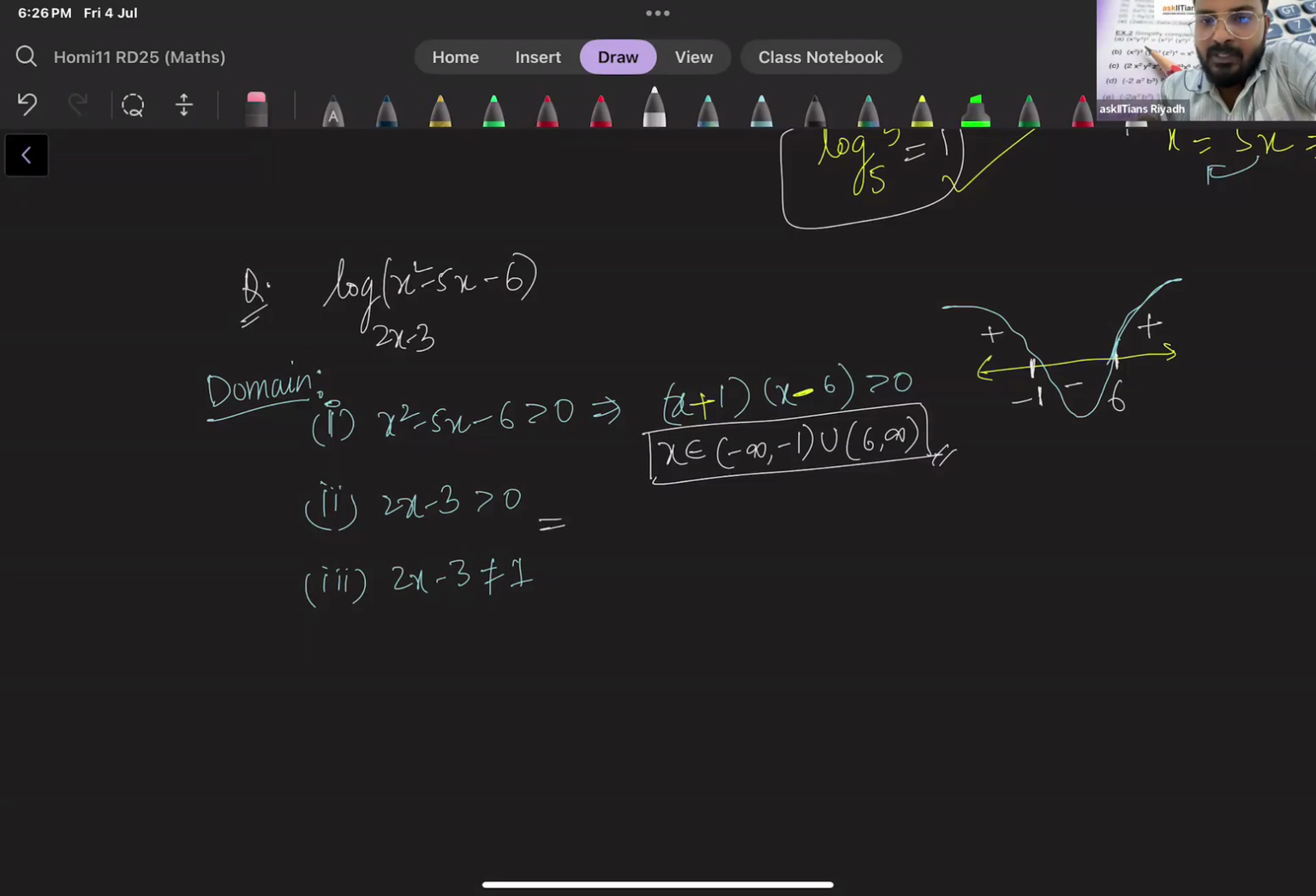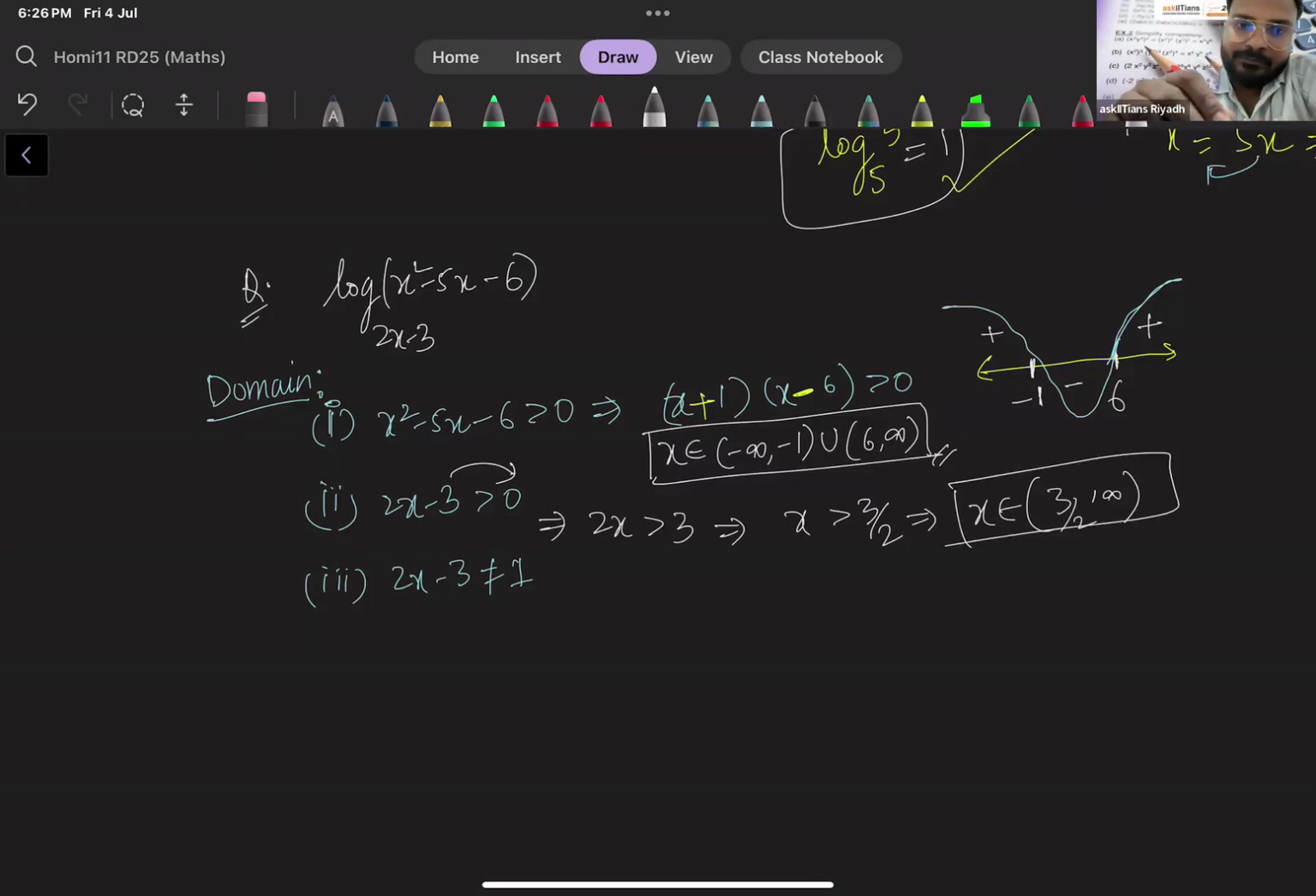Second part, 2x minus 3 greater than 0. So just simplify it. 2x greater than 3, transpose 3 this side. And then if you further simplify it, we'll get x greater than 3 by 2. In interval form, we can write like this: x belongs to 3 by 2 to infinity. Any value of x greater than 3 by 2. So 3 by 2 to infinity.